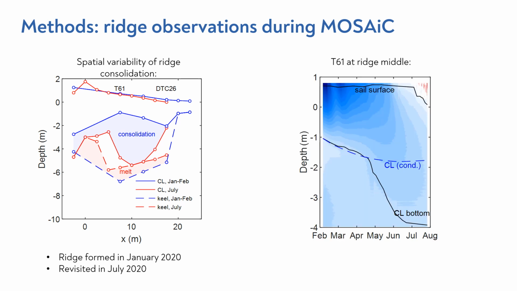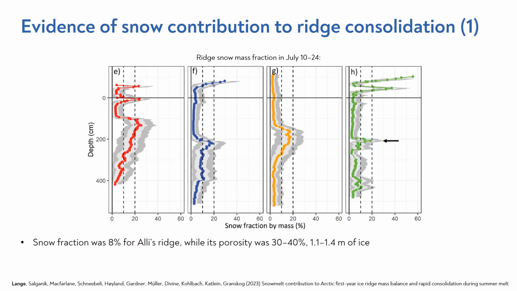Season evolution from buoy measurements showed that speed of consolidation was pretty slow but suddenly increased in mid-April. Isotope composition showed that ridge parts at the middle depths of the ridge, which consolidated after winter and experienced a rapid consolidation in spring, also had a large snow mass fraction, comparable to ridge porosity.